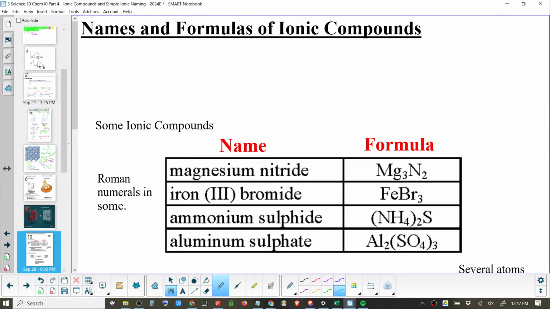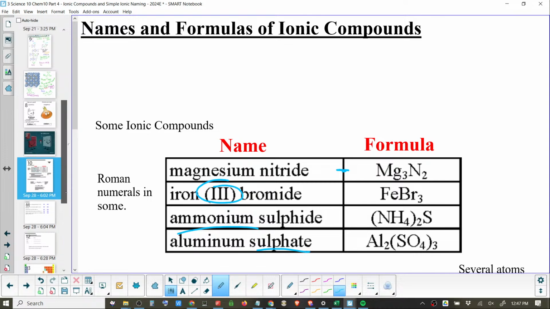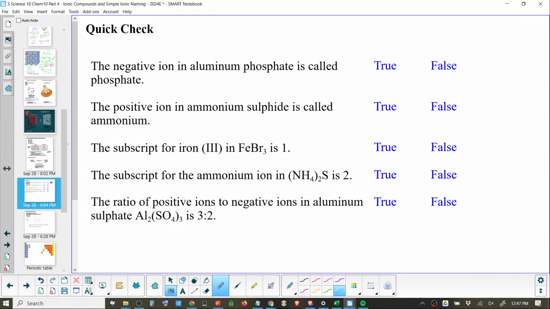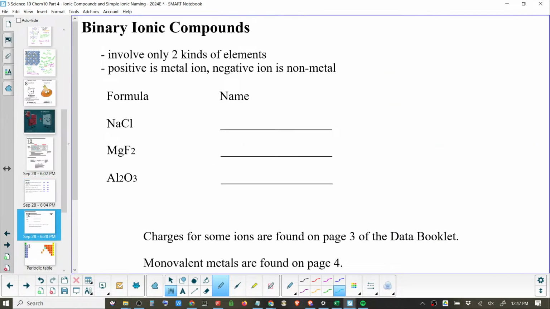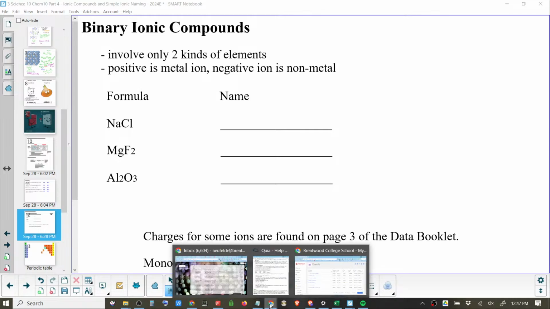We'll do some of this. We're going to do simple. We're going to do Roman numerals. And then we're going to do polyatomics, just to give you an idea. But let's start off with, that quiz is dumb. Let's do this. I would like you to name those. Go ahead.